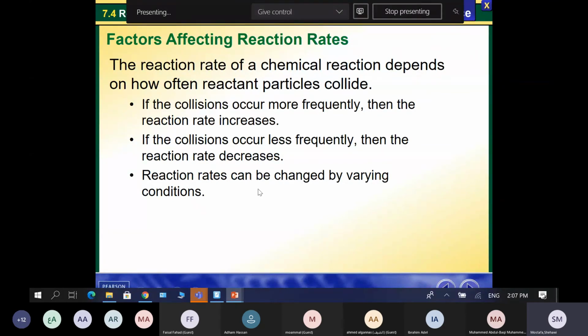So this is the main idea here for the reaction rate. Number one, the reaction rate of a chemical reaction depends on what? How often reactant, not products, particles collide. If they collide too often, the reaction rate will be fast. If they collide less frequently, it will be a slow reaction. So if collisions occur more frequently between reactants, then the reaction rate increases. If collisions occur less frequently, then the reaction rate decreases. Reaction rates can be changed by varying conditions.